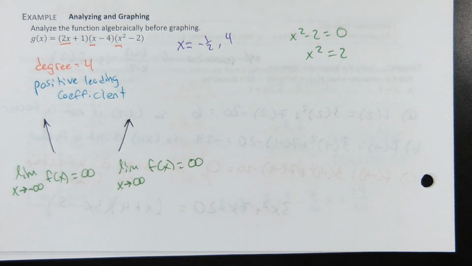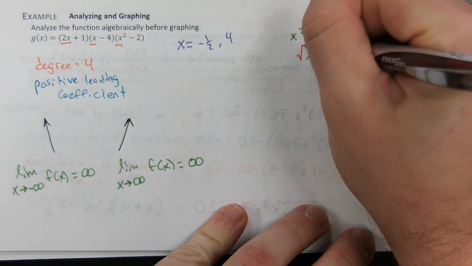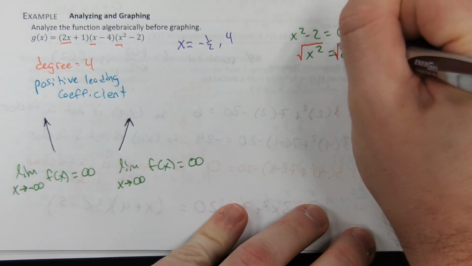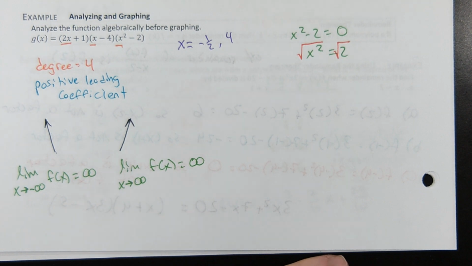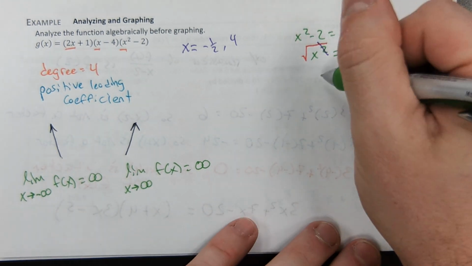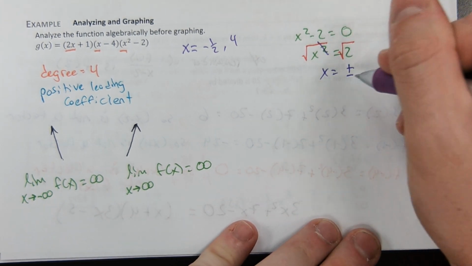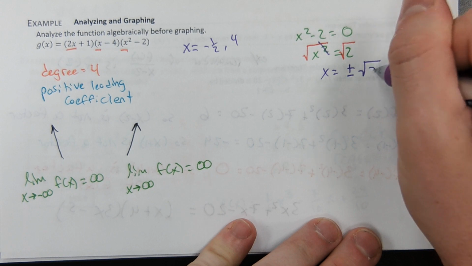And then we cancel our square with a square root. Do you guys remember what happens when you cancel a square with a square root? Yep. We're going to create a plus or minus when that occurs. So we're actually going to get 2 answers there. We'll get x equals positive and negative square root of 2.